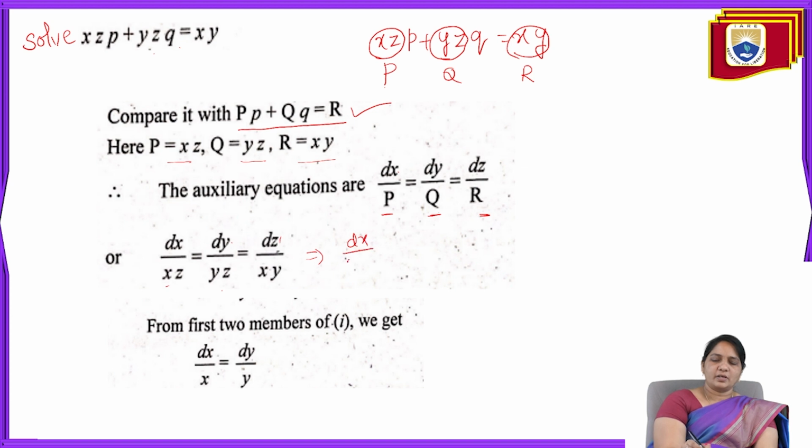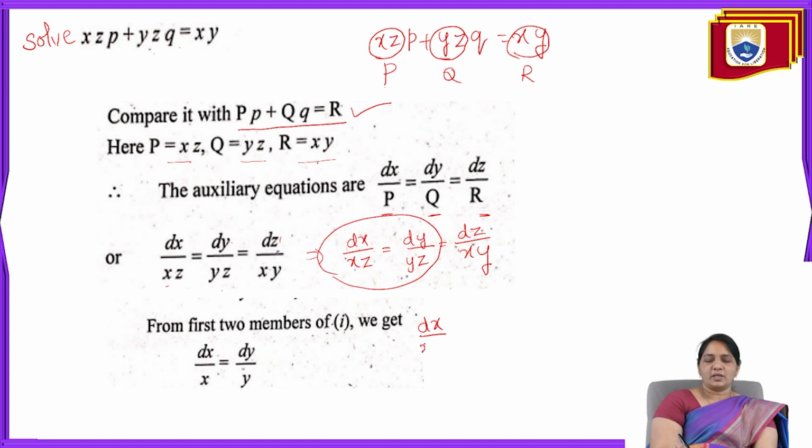dx by xz equal to dy by yz equal to dz by xy. Now I am going to take the first two members. The first two members means dx by xz, this is the first one, and it is equal to the second one, dy by yz. Now z will be cancelled. So dx by x equal to dy by y.